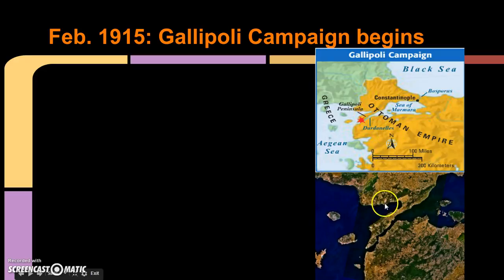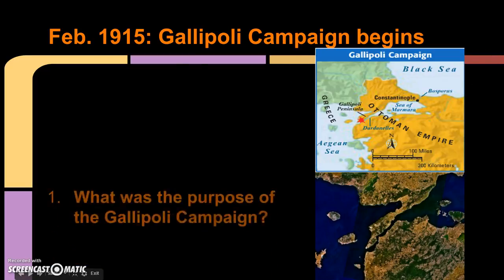And the Dardanelles, this narrow waterway here, is crucially important for Russia because ships need to get through here to come up into the Black Sea as they go through the Bosphorus in order for Russia to get supplies.